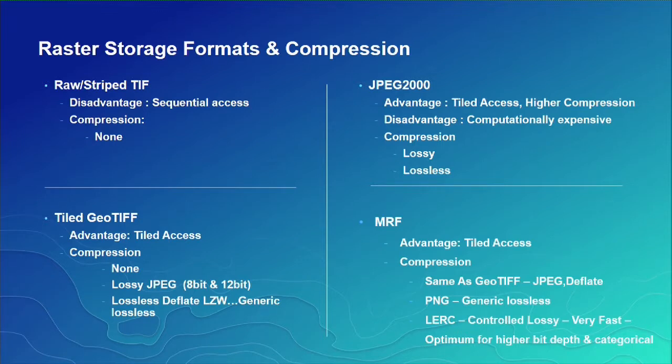Again, I'll focus on this in some later slides, but it does have tiled access, so you don't have to read through a large block of data you don't need just to get to the tile you do need. There are a number of compression options. Again, I've skipped over a lot of this, but with MRF format, we've got the same options as GeoTIFF. Esri also has a compression format called LERC, limited error raster compression. It's primarily for floating point data, such as elevation. It also works well with categorical data, and it's very fast because the decompression can be implemented in JavaScript, so that's one of the advantages of LERC.